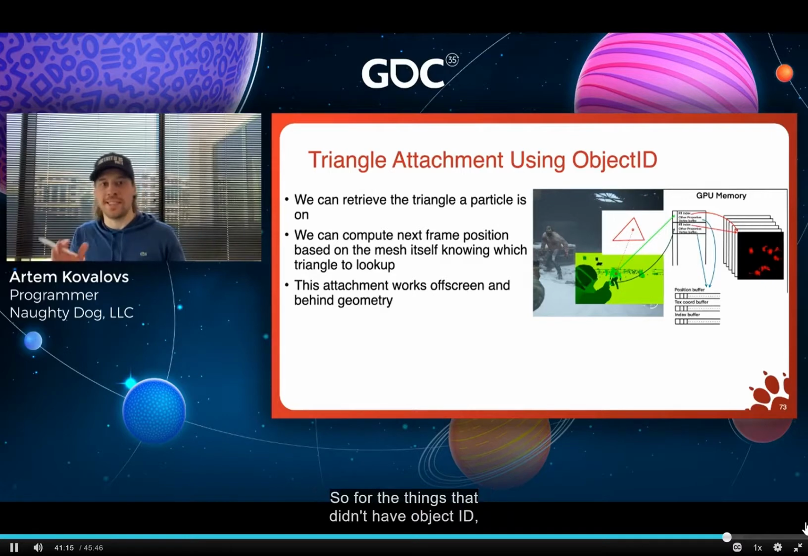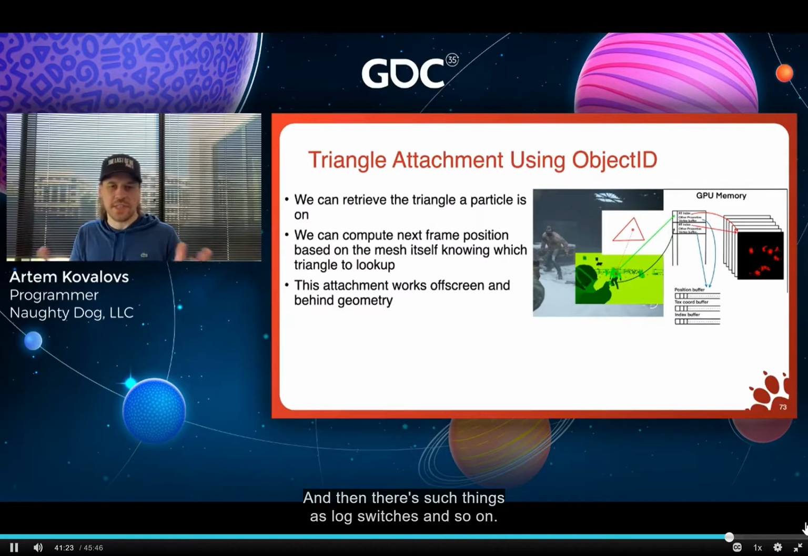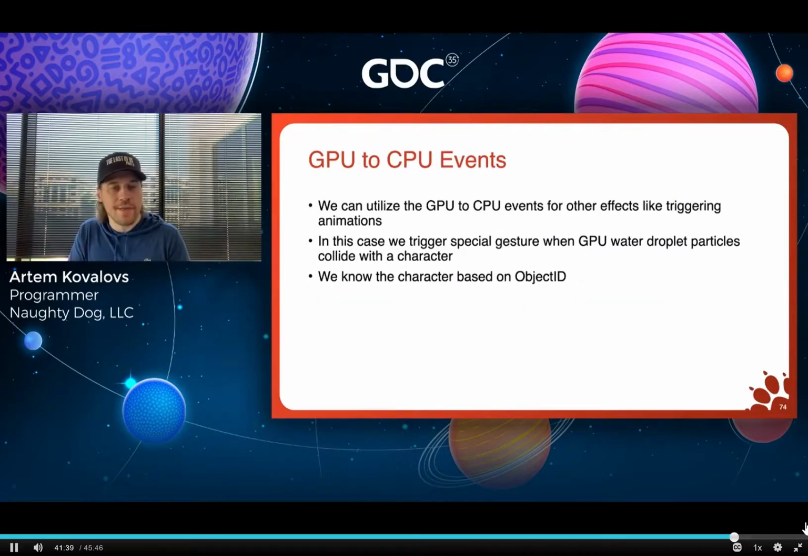So for the things that didn't have object ID, we could use the screen space tracking. If they did have object ID, we tried to use the triangle attachment. And then there are such things as LOD switches, where triangles do not exist because we switched to a different LOD. Then we can fall back to the screen space attachment for one frame, recompute the information, and go from there. We can also just retrieve the skinning information and redo the skinning. Potentially we could do that.